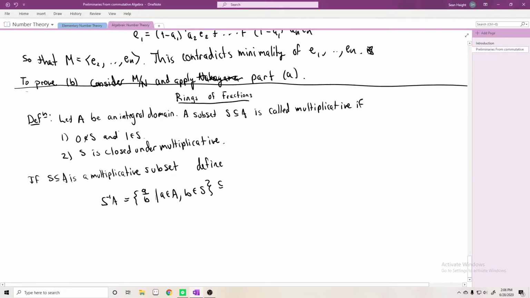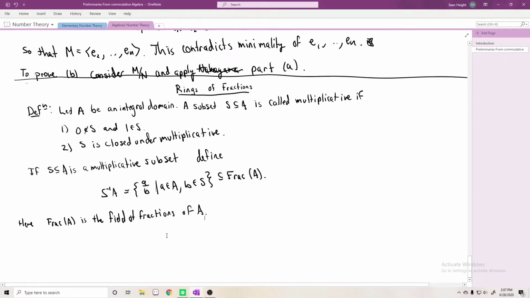In the case of an integral domain, we have a construction for a field of fractions, which I'll call frac A. This localization we can just view as a subset of this field of fractions, where frac A is the field of fractions of our integral domain A. So given a multiplicative subset, I can define a collection S inverse A of fractions with denominators in S.